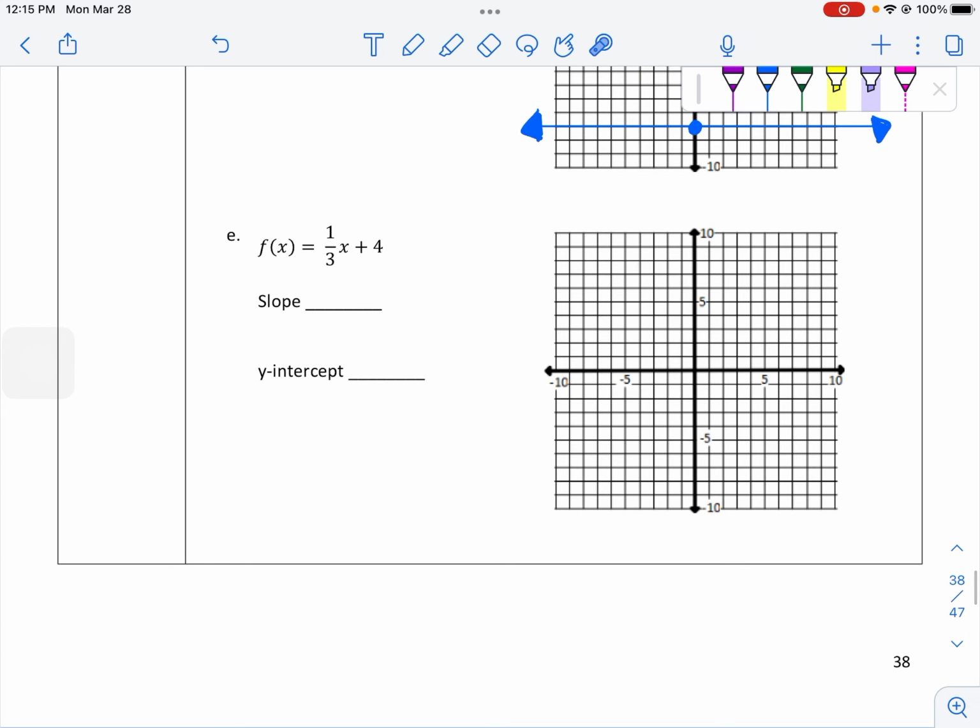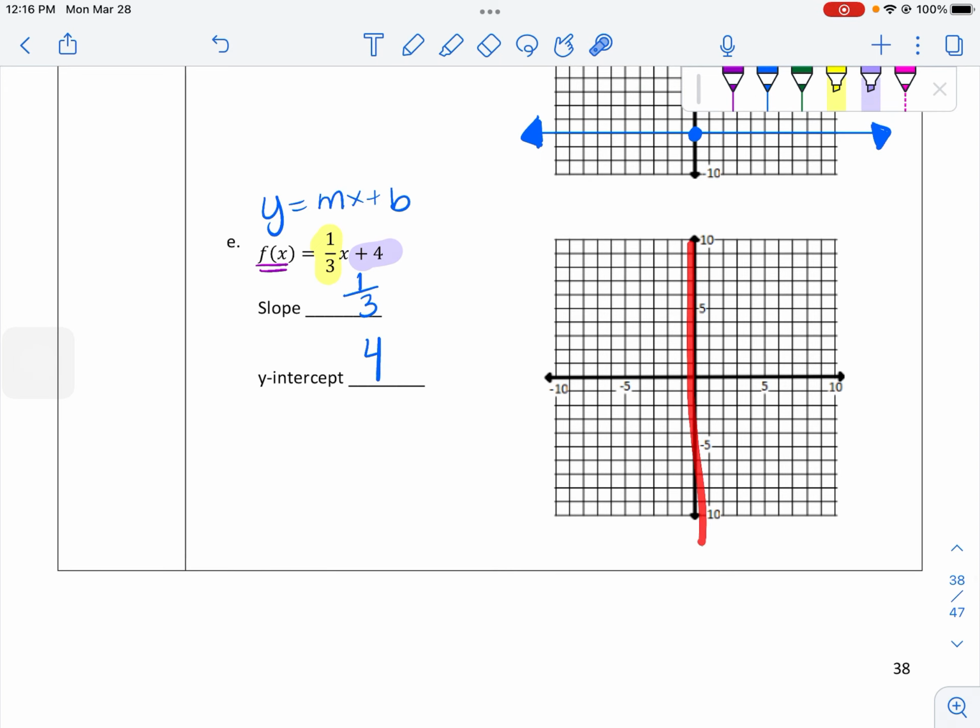Okay, a couple more. If we look at y equals mx plus b, first it's worth mentioning f of x, that was our function notation. f of x is just the same thing as y equals. We can treat it the same way. So our slope is in front of the x value, so we've got a slope of 1/3. And then we have a y-intercept of +4.